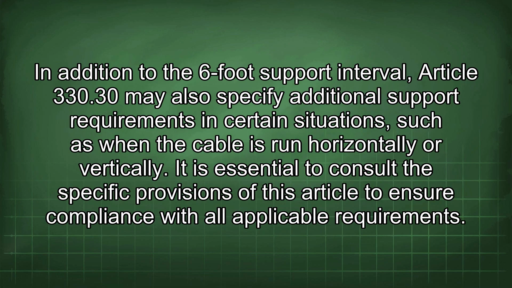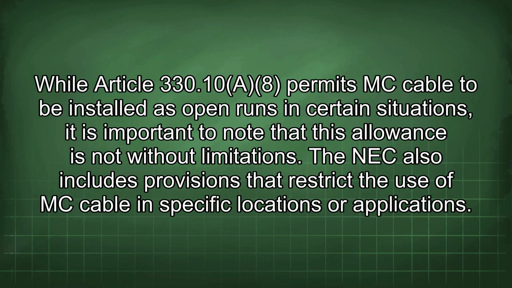In addition to the 6-foot support interval, Article 330.30 may also specify additional support requirements in certain situations, such as when the cable is run horizontally or vertically. It is essential to consult the specific provisions of this article to ensure compliance with all applicable requirements. While Article 330.10(e)(8) permits MC cable to be installed as open runs in certain situations, it is important to note that this allowance is not without limitations. The NEC also includes provisions that restrict the use of MC cable in specific locations or applications.